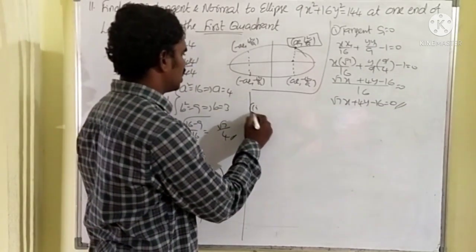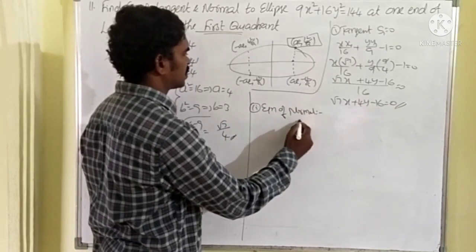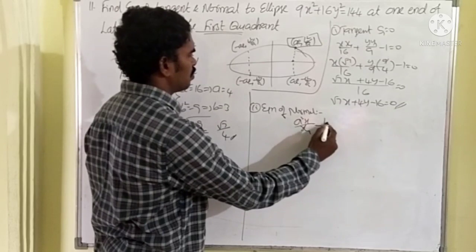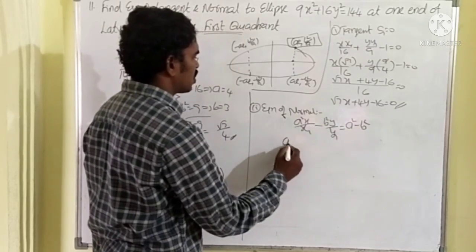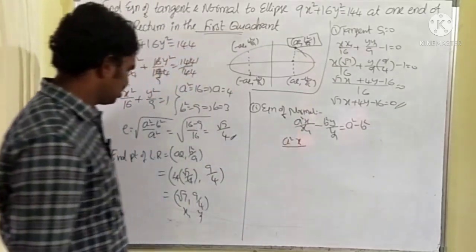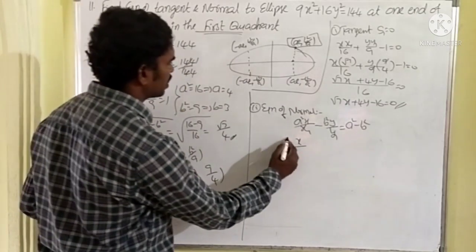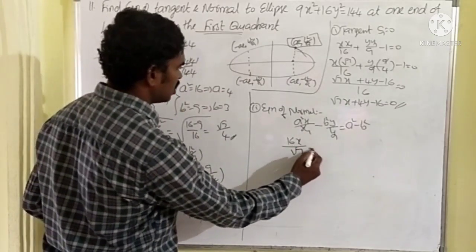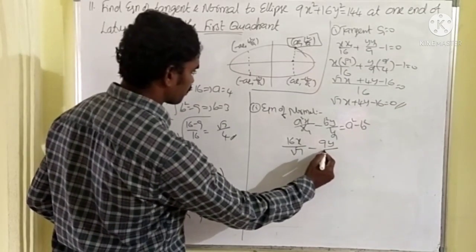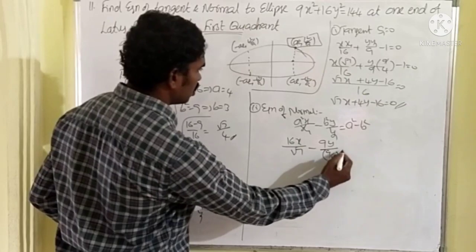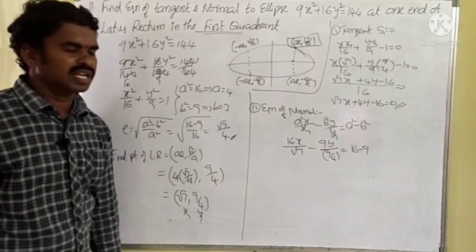Next, the normal equation. What is the equation of the normal? a square x by x1 minus b square y by y1 is equal to a square minus b square. So a square x by x1, what is x1? Root 7. What is a square? 16. So 16 by root 7 minus b square, what is the b square value? 9, by y1 which is 9 by 4, is equal to a square 16 minus b square 9. After simplifying this, we can get the answer.